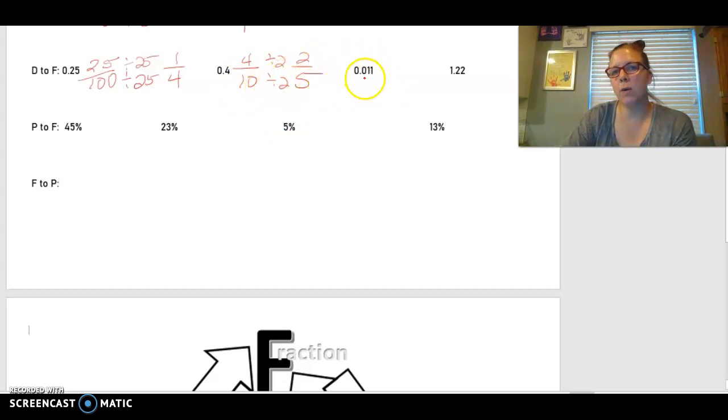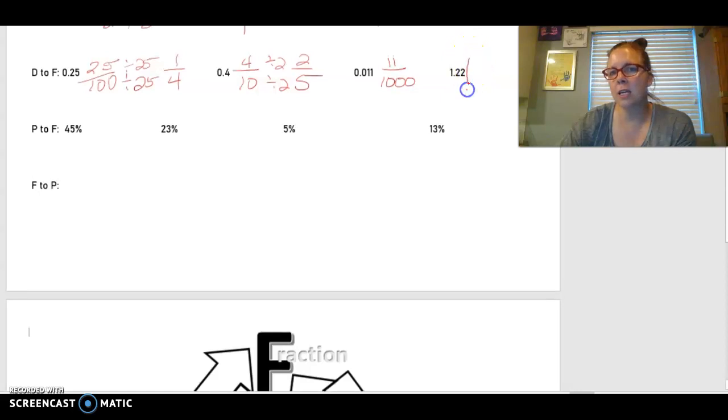So this one right here is 11 tenths, hundredths, thousandths, 11 thousandths, and now 11 is prime, and it won't go into 1,000, so we're done there. Okay, this is 1 and 22 hundredths. So 1 and then 22 hundredths. You put the 1 in front. And then we can divide this by 2 and get 1 and 11 fiftieths.